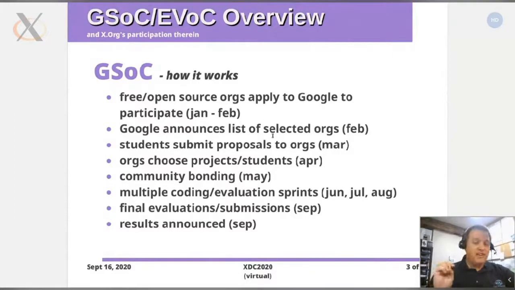So they'll code for 3 weeks, and then there's an evaluation period. The mentor evaluates the student, of course, and Google supplies the form, so you fill out the form. But the student also evaluates the org and mentor as well. So it's sort of a back and forth. And then by the time September rolls around, it's time for final evaluations. And then by the end of September, the results are announced.